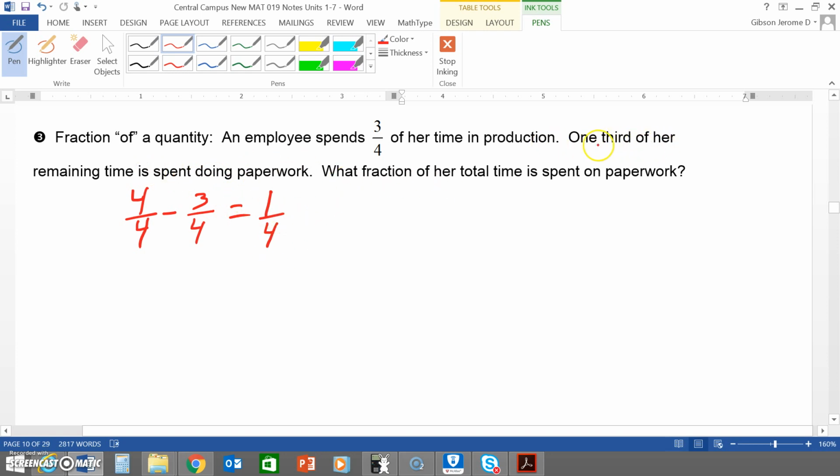Now, they said that she spent 1/3 of that time. So we would take 1/4 times 1/3 because it's 1/3 of that time. What she has left is 1/12. That's the fraction of her time that's spent on paperwork. It's 1/12.